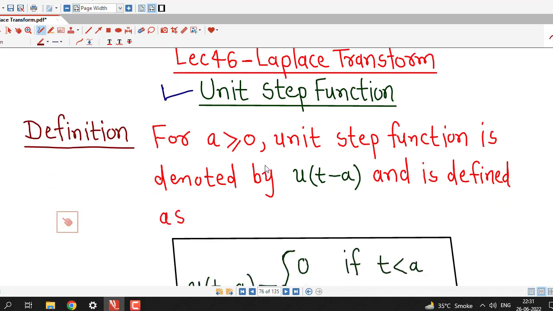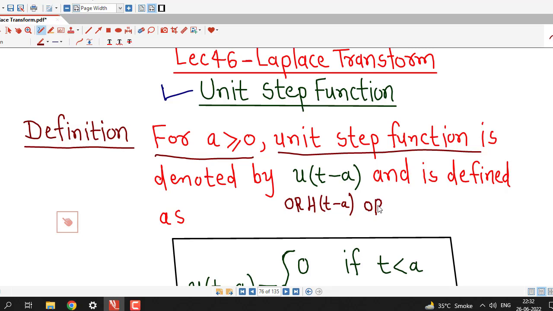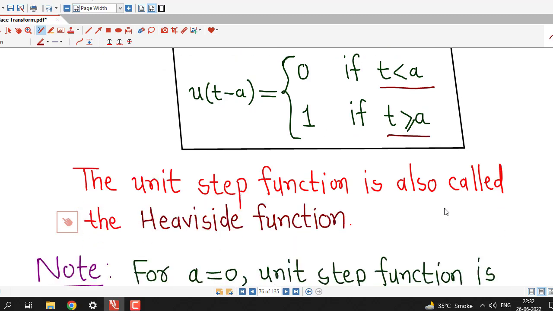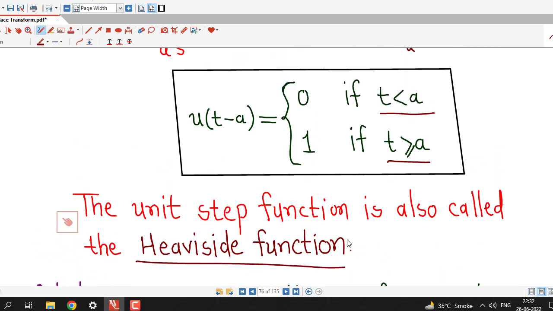So they can ask you to define unit step function, and you should remember definition in this way. For a non-negative or for a greater than or equal to 0, unit step function is denoted by u of t minus a or capital H of t minus a or u suffix a of t, and is defined as u of t minus a equal to 0 if t is less than a, and 1 if t is greater than or equal to a. The unit step function is also known as Heaviside's function. This is another name for unit step function.